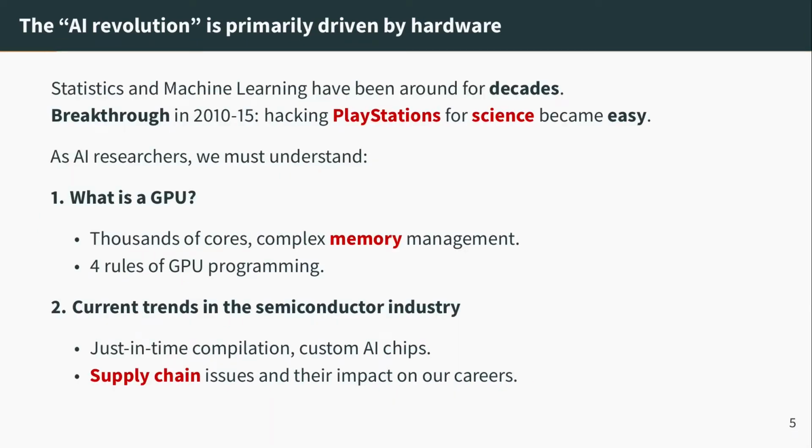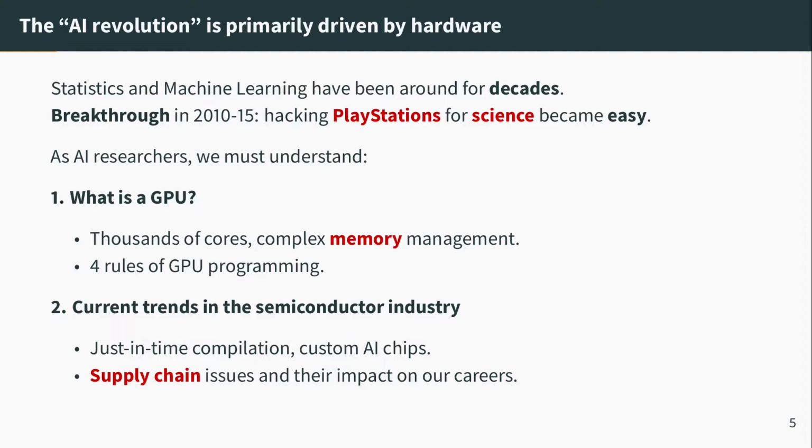So that's what I want to stress, that this AI deep learning revolution that probably motivated you to come and study at the MVA is primarily driven by hardware. Okay, like statistics, machine learning, they have been around for decades. And what is really special about the last decade, the revolution, the breakthrough that happened 10 years ago, people like to cite this paper from 2012, like AlexNet, but it was really kind of community efforts between 2010 and 2015, is that hacking PlayStations to do science became easy.